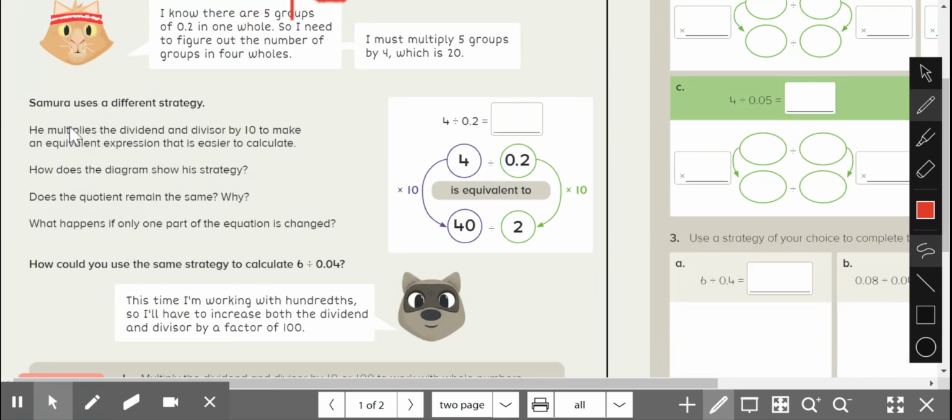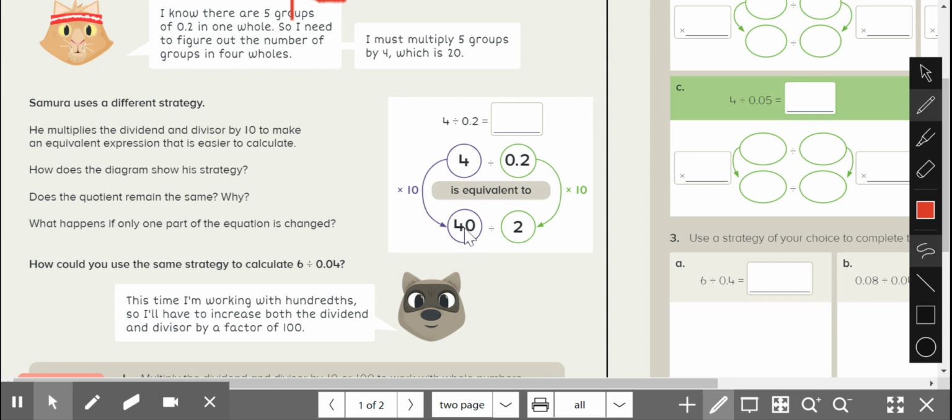And here's another strategy, though. And this is the one that we just started to learn a minute ago. Samara uses a different strategy. He multiplies the dividend and divisor by 10 to make an equivalent expression that is easier to calculate. How does the diagram show his strategy?